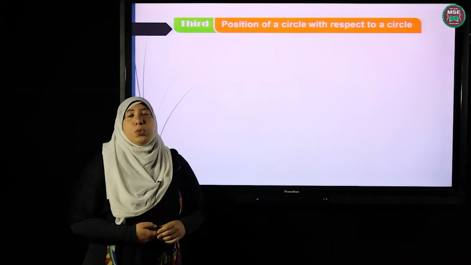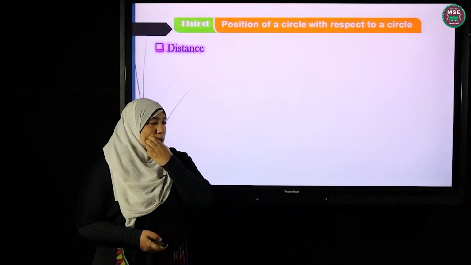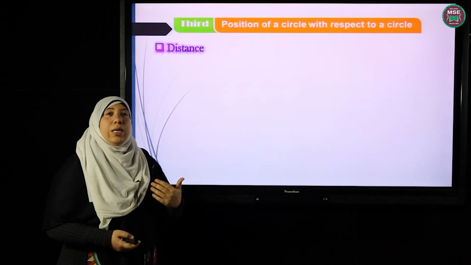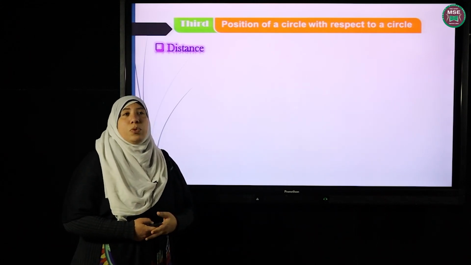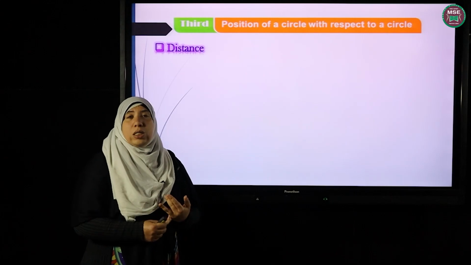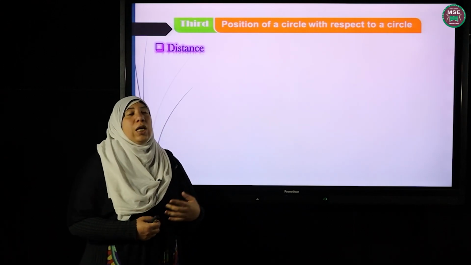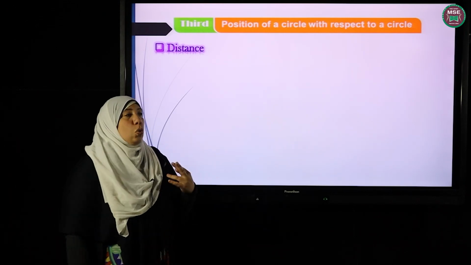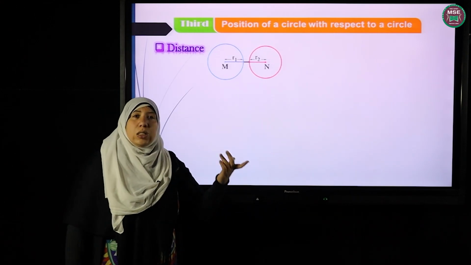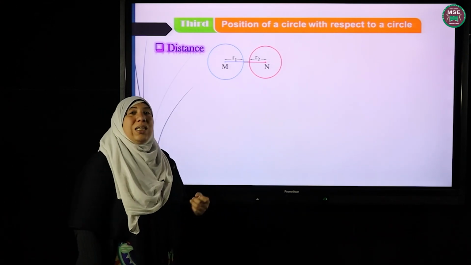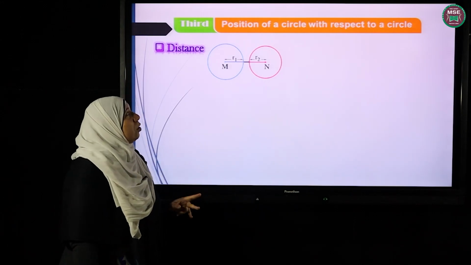Here I have 6 positions. You remember that we said in the point and the straight line that I have to determine the position with the radius length and the distance from the center to the line or to the point. Here I have 2 circles. So the position here is defined by the 2 radii of the 2 circles. I have 2 different circles with 2 different radii.